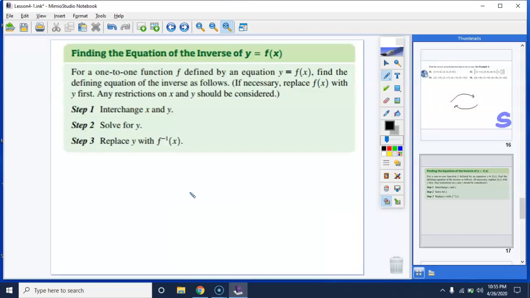So, the last part of this lesson is the inverse equation. Let's say we have an equation, we have a function. How do we find its inverse? So we're going to follow those steps, everyone. We're going to replace x and y first, and then solve for y, and then replace y with f of negative 1. So, let me show you one example. It's going to make much more sense, everyone.